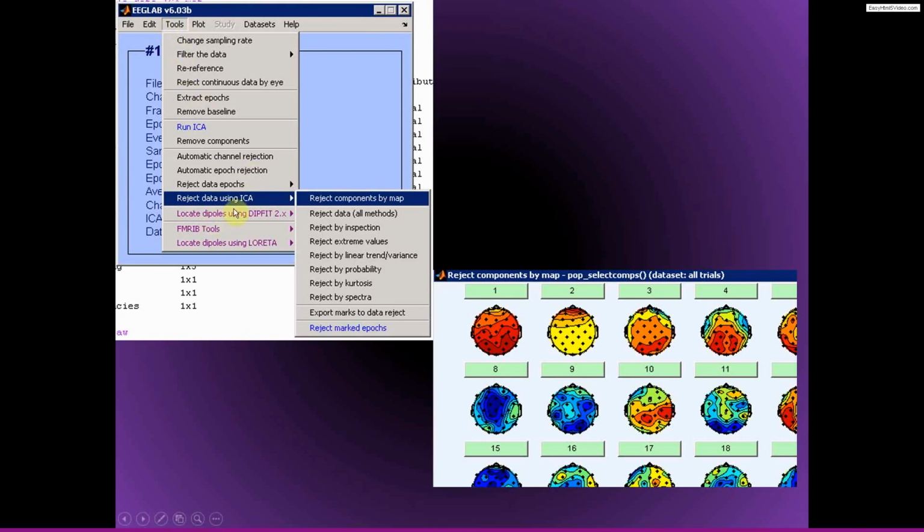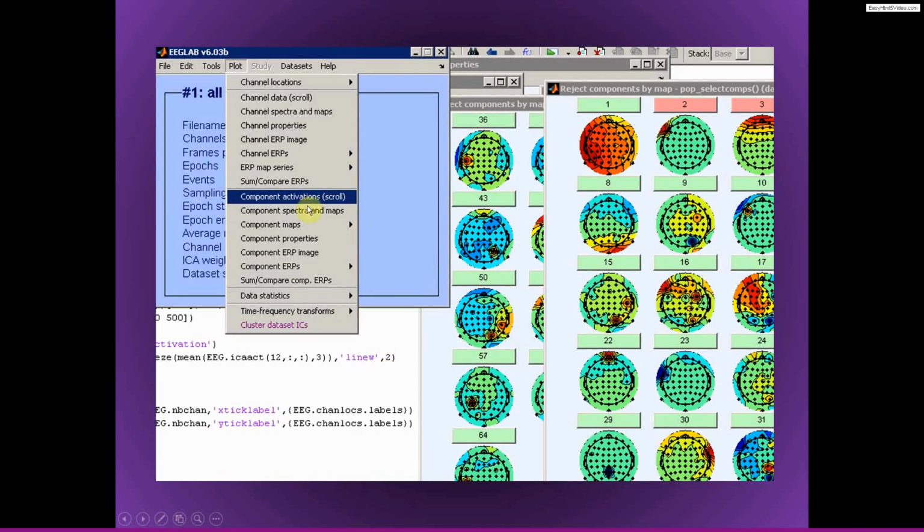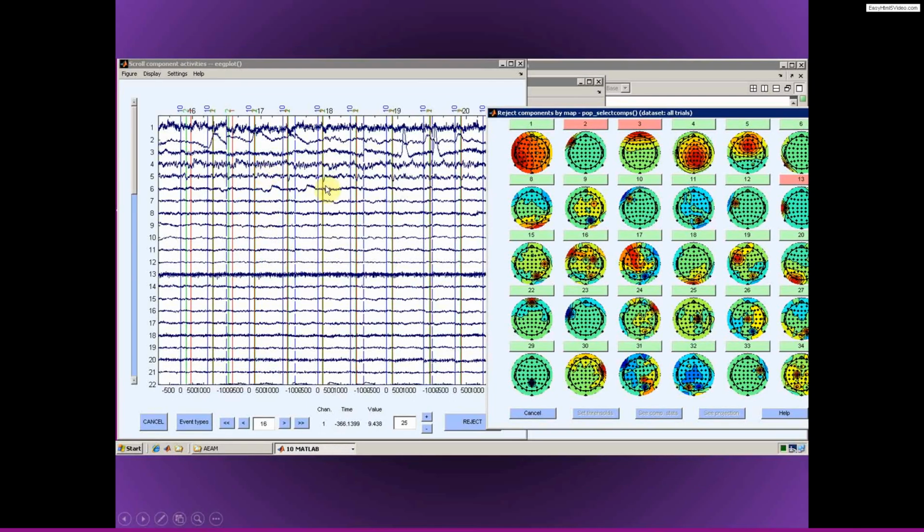What I like to do is look at the components and also look at the component time courses at the same time on the same screen. I'll show you this in MATLAB after we walk through this a bit. So here we have the component time courses. Each one of these corresponds to the weighted combination of each one of these, and these are the maps.